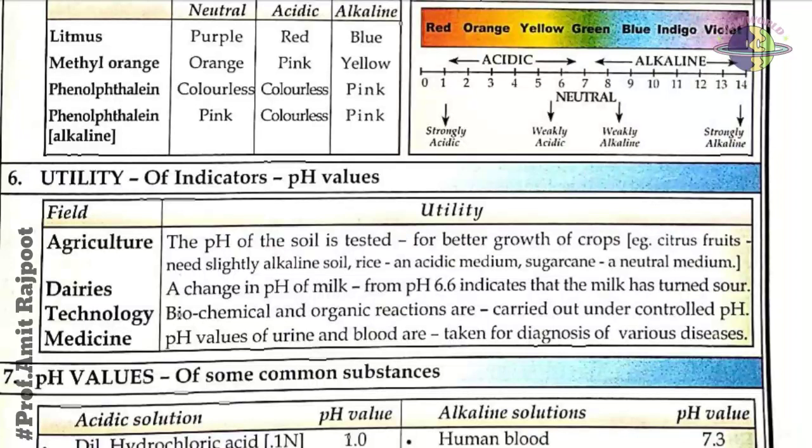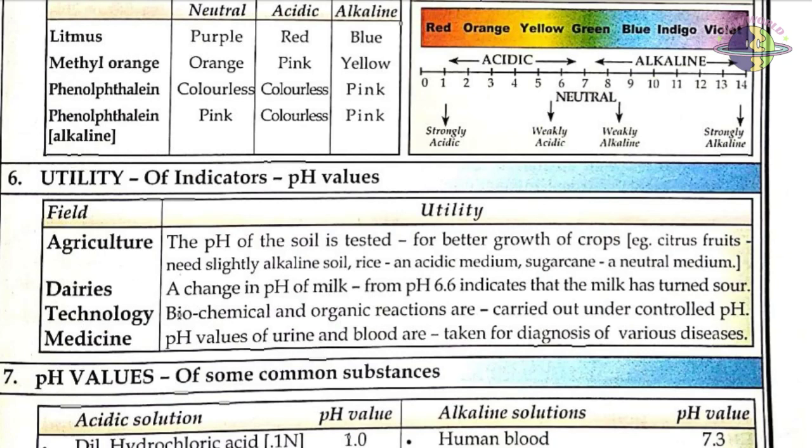In agricultural fields, for getting better growth of crops, we use a pH meter to calculate soil pH. Citrus fruits require slightly alkaline soil, rice needs an acidic medium, and sugarcane needs a neutral medium. Same in dairies: if the pH of milk is above 6.6, then the milk has turned sour. In technology, biochemical and organic reactions are carried out under controlled pH.